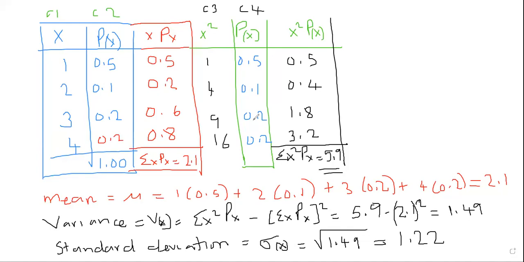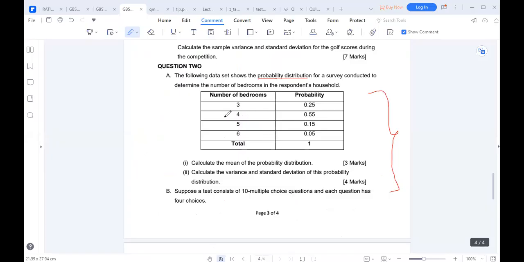Right. So that being said, I want you to try question number 2. Find the mean, find the variance, find the standard deviation. Quickly calculate that. I'll give you 2 minutes.